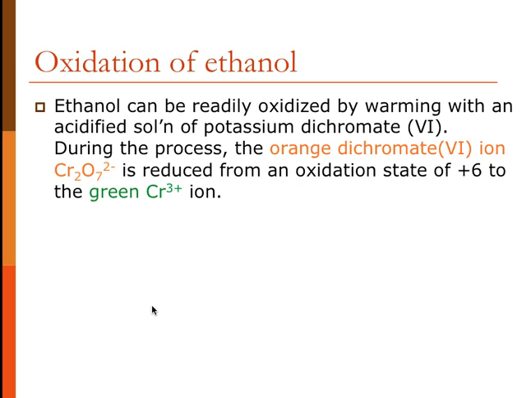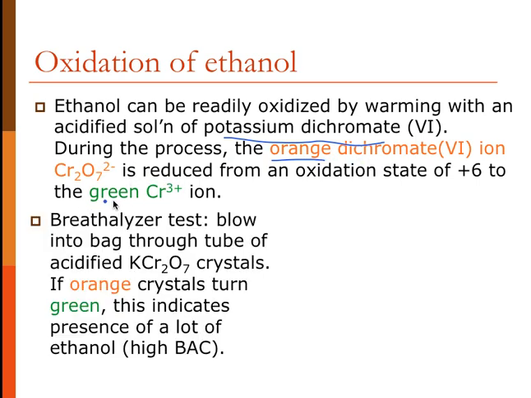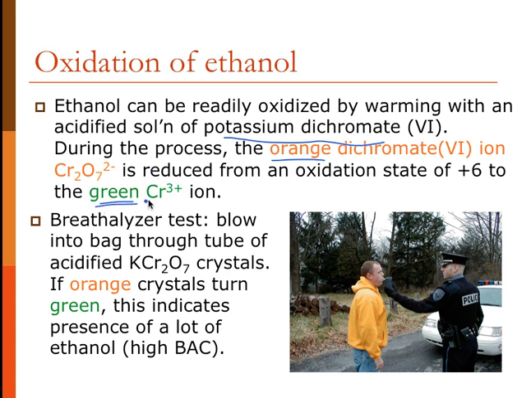So let's talk about the actual chemistry, the oxidation of ethanol. In these reactions, ethanol can be readily oxidized by warming with an acidified solution of potassium dichromate. This is going to be the oxidizing agent. In the process, the orange dichromate ion is reduced to form the green chromium 3 ion. So the oxidation state changes from a +6 to a +3. The color of the solution goes from orange to green. It is important to note this color change from the beginning to the end.